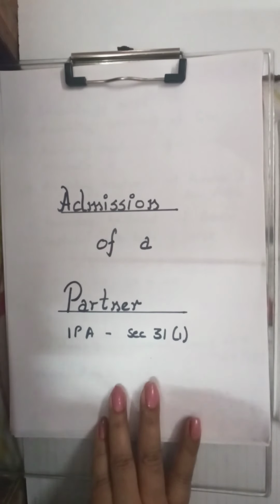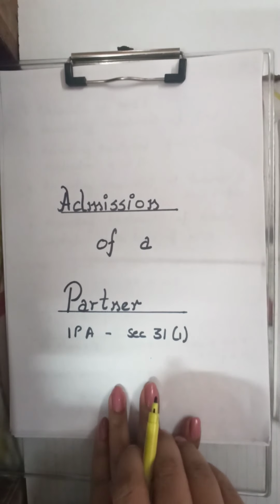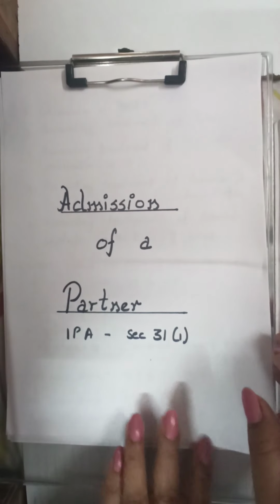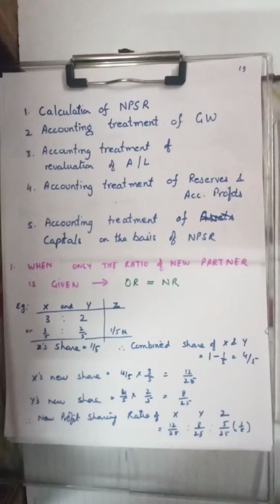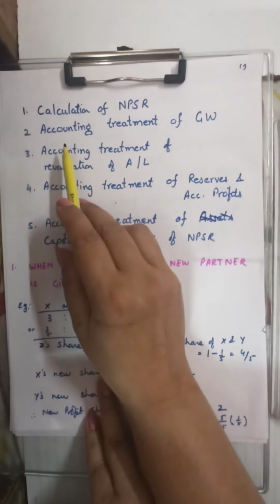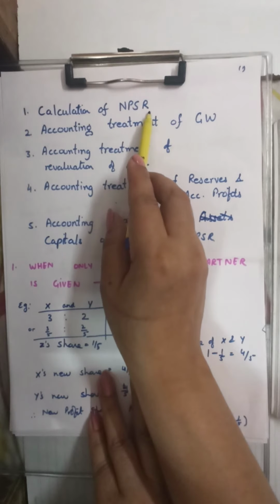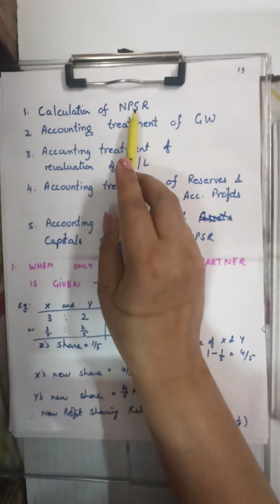So he brings his share of premium of goodwill, his share of capital and goodwill. But when the new partner comes in, there are certain other changes that happen to the existing partnership firm. What are these new changes? Now see here. At this time the calculation of the new profit sharing ratio is done. Why is the new profit sharing ratio being calculated?